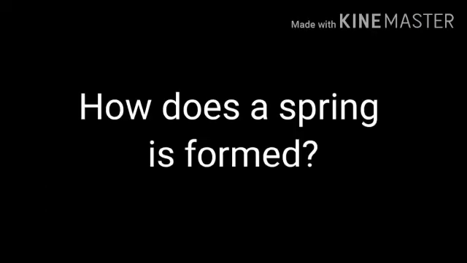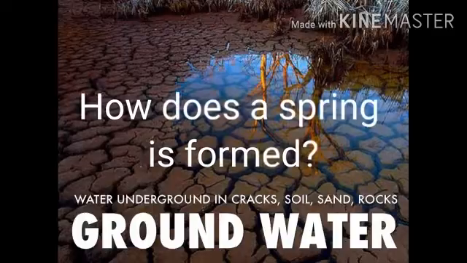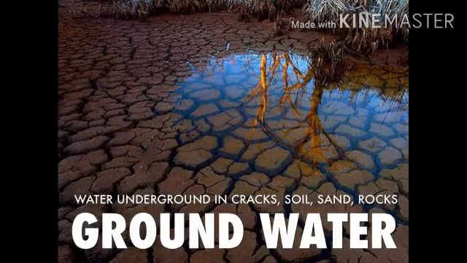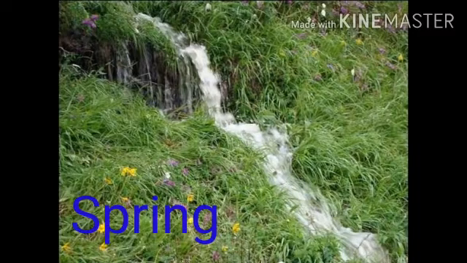Now let us see how a spring is formed. Rainwater seeps into the ground. It seeps deep into the ground through cracks in the soil and rocks. Even under the ground, it flows from a higher level to a lower level and thus a spring is formed.